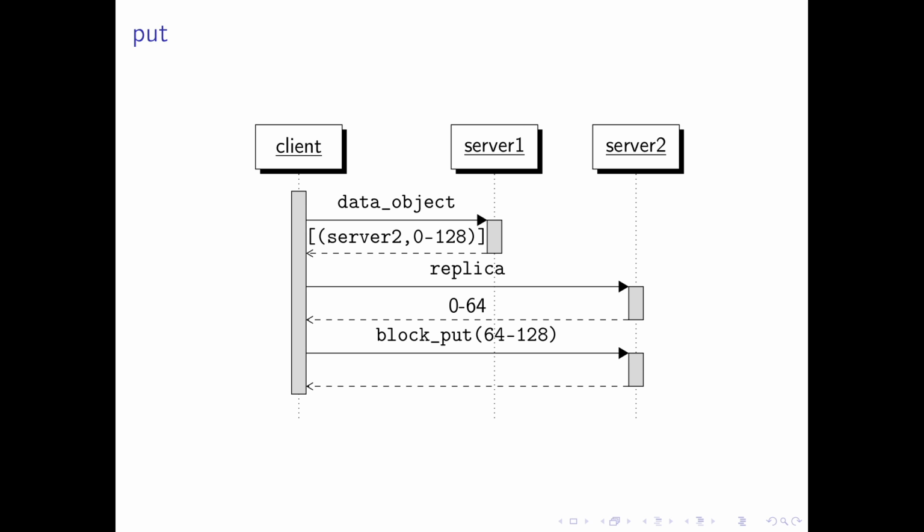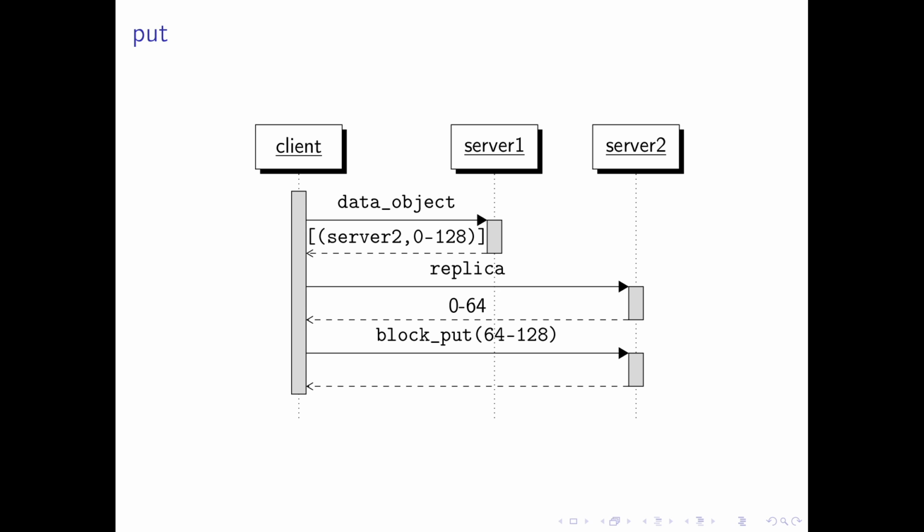Then you connect to server 1, and server 1 tells you the metadata. Server 1 basically says, oh, these are the replicas. This is where I want you to put it, and this is the range where I want you to put it. And then the client goes to server 2 and asks for the metadata about that replica. Server 2 may return, oh, I already have blocks 0 to 64. I don't need those blocks anymore. So then the client can say, okay, I'll just give you 64 to 128.